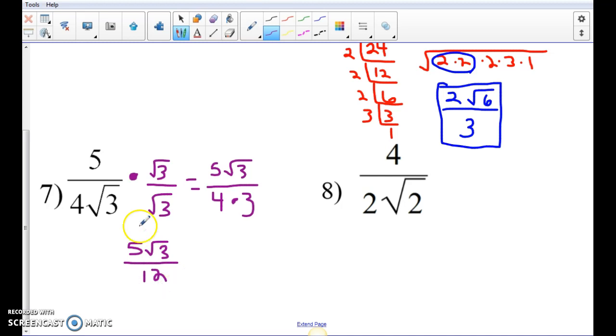Okay, so again, we rationalized the denominator. So we multiplied radical 3 over radical 3. We multiplied straight across, and then we simplified the bottom. 4 times 3 would just be 12. And that's our final answer.